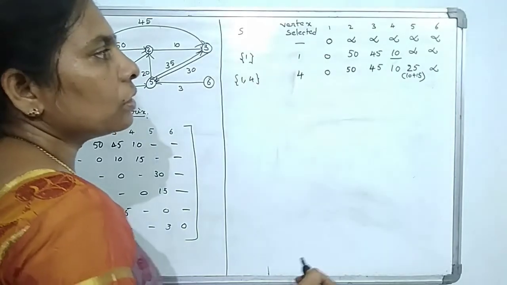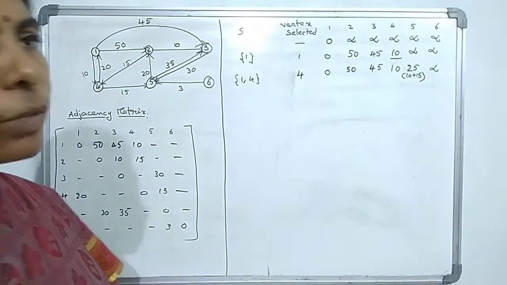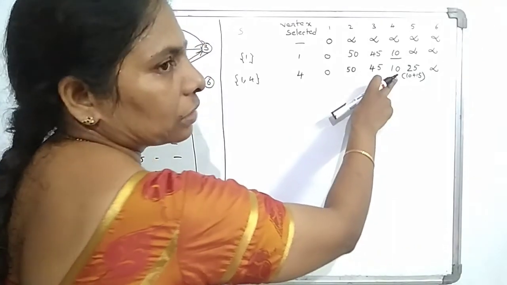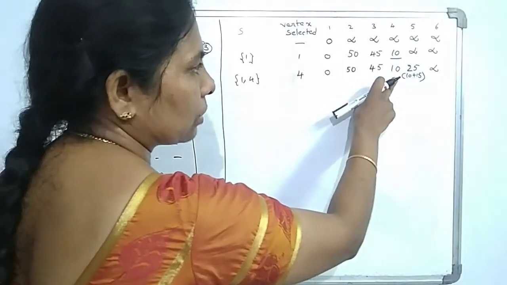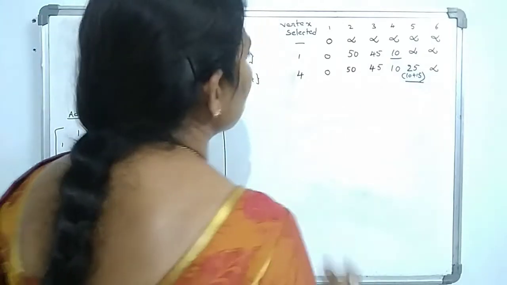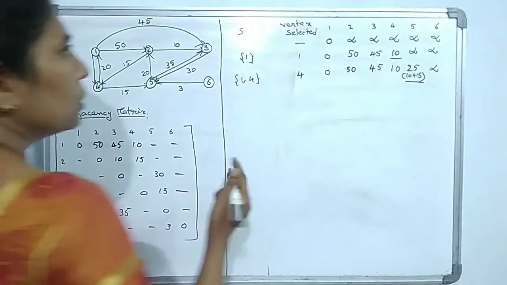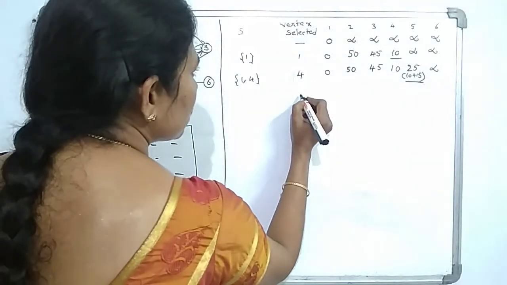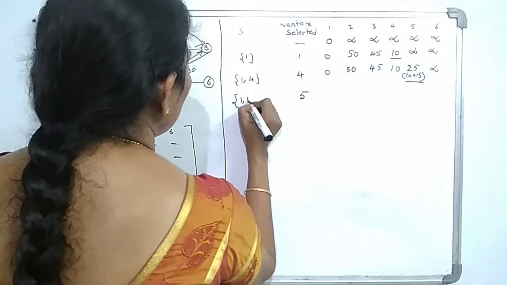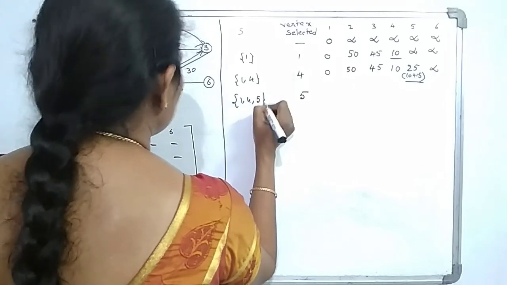After that, you can select the minimum value. Within that, 10 is the minimum, but 10 is already used, so you cannot select it. The next minimum is 25. So now you can select the 25. The next selected vertex is 5, and the path is 1, 4, 5.